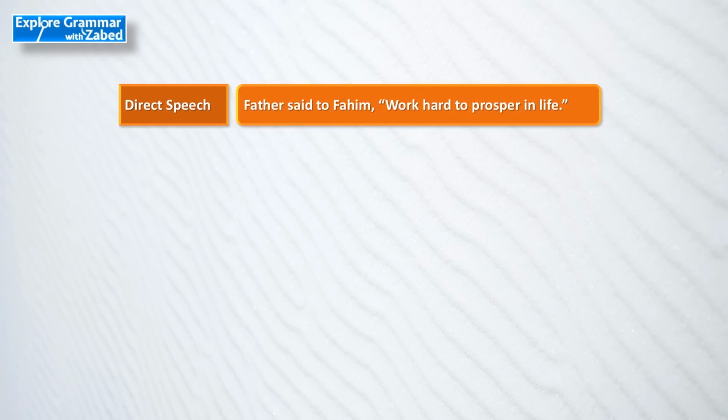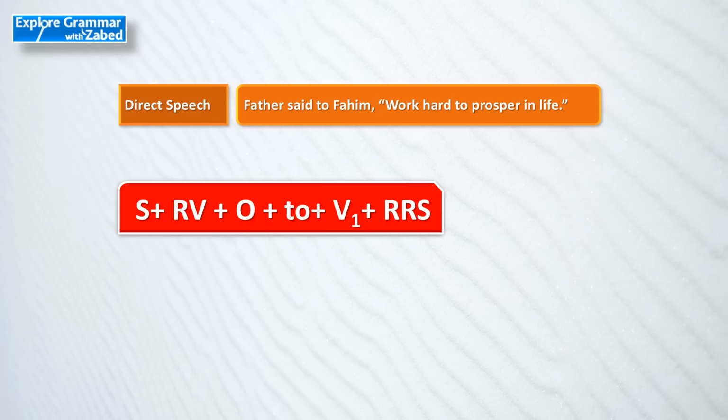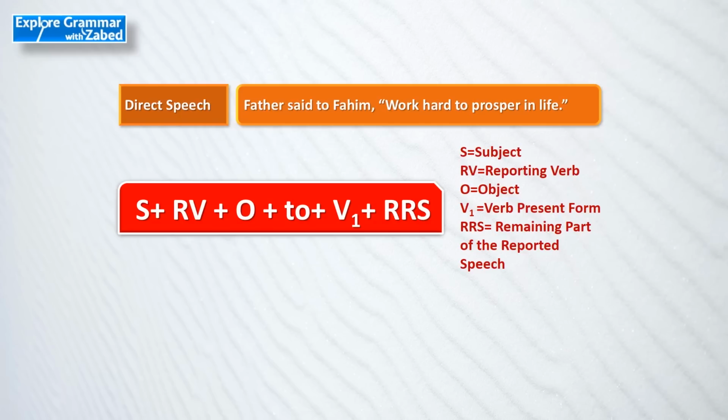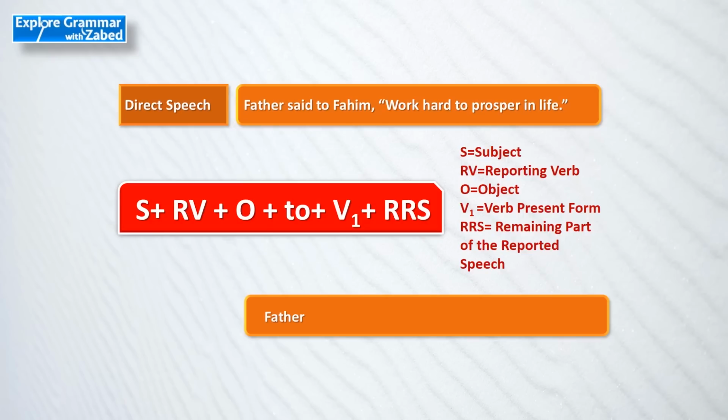Father said to Fahim, "Work hard to prosper in life." Our structure is subject plus reporting verb plus object plus to plus verb in present form plus remaining part of the reported speech. Here, subject is father. As per the sense or the meaning of the reported speech, father is advising his son Fahim. So, appropriate reporting verb will be advised here. Object is Fahim. Then to work will come, as work is the present form of the main verb.